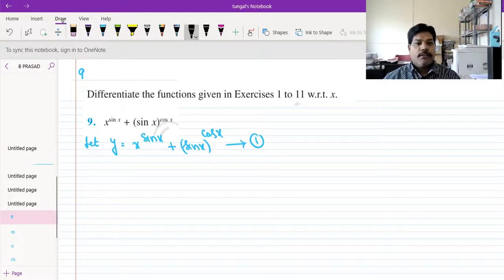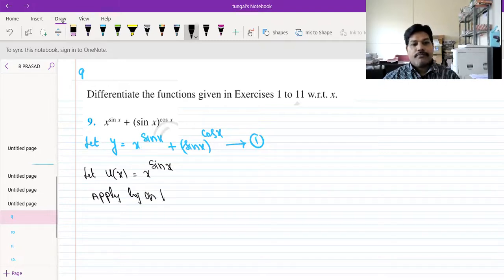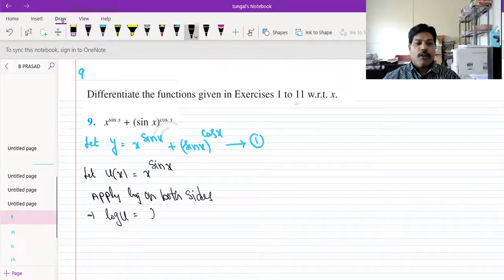So let u of x. What is the function you can take? u of x is equal to x power sin x. Apply the log on both the sides, students. On both sides, what happens? That implies we will get log u is equal to log of x power sin x.